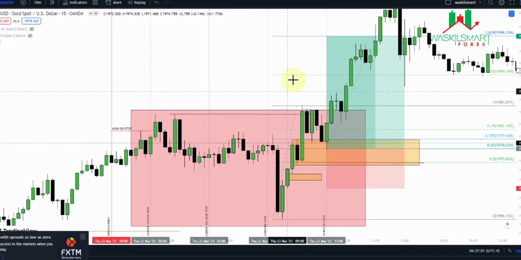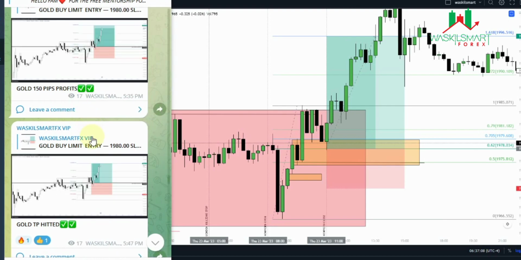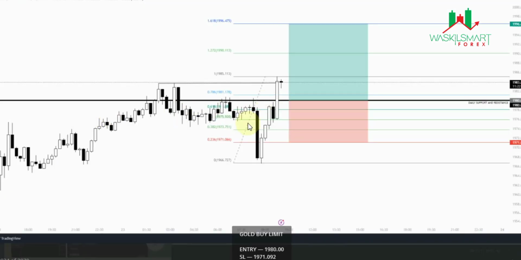So let me show you the real trade I took. I think I took it with the VIP members, and yeah, I took it. So this is the real trade I took here. This is it here, buy limit. You see where I put my stop loss. My stop loss was below this candle here, because I was expecting that if the market is going to come in, it should not come in below this candle.